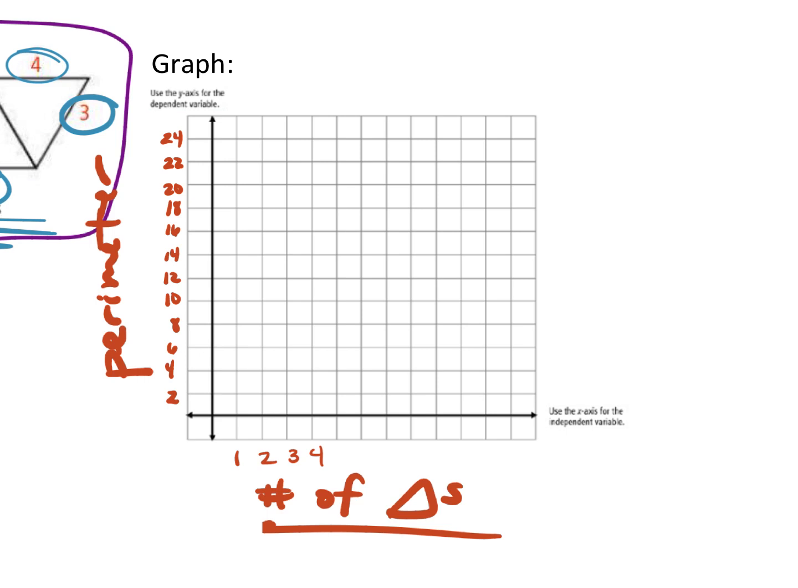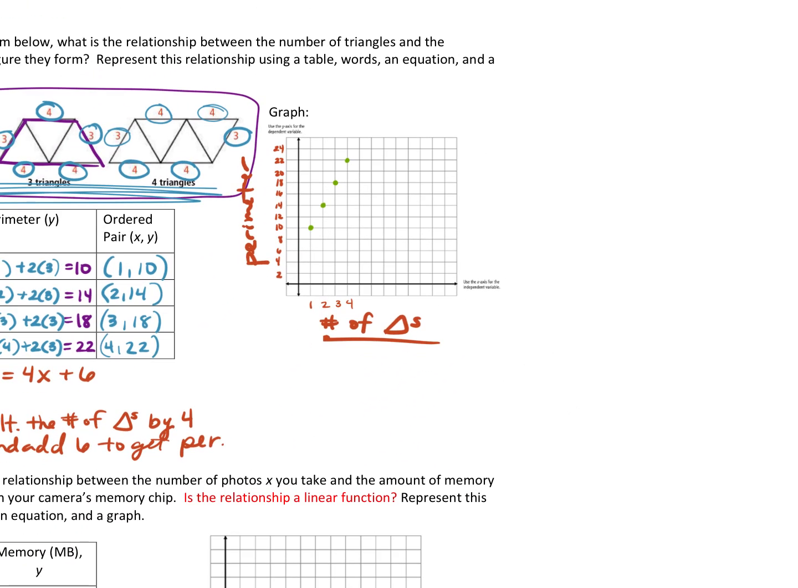So this would be 110. That's this point. 214 is this point. 318 is this one, and 422 is that one. Is that a linear function? Yes. You would get a straight line if you put a line through all of that, right? That is a linear function. Okay.